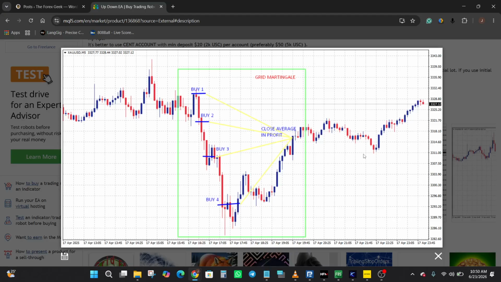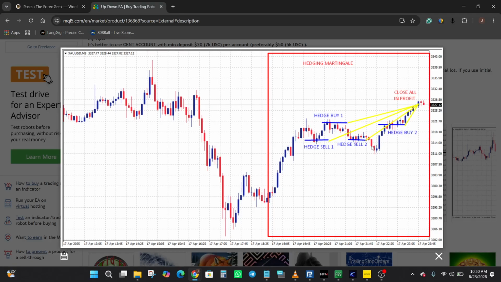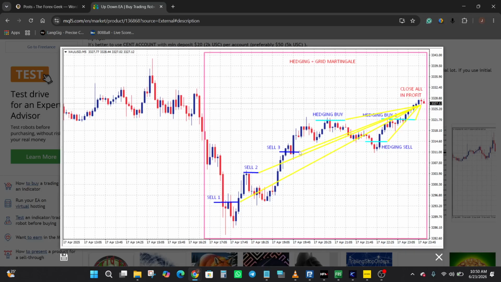So here this just shows some annotations about the grid martingale, and here we have annotations for the hedging plus grid martingale, and this is for the hedging martingale. So basically, this is how the EA works across these different modes.